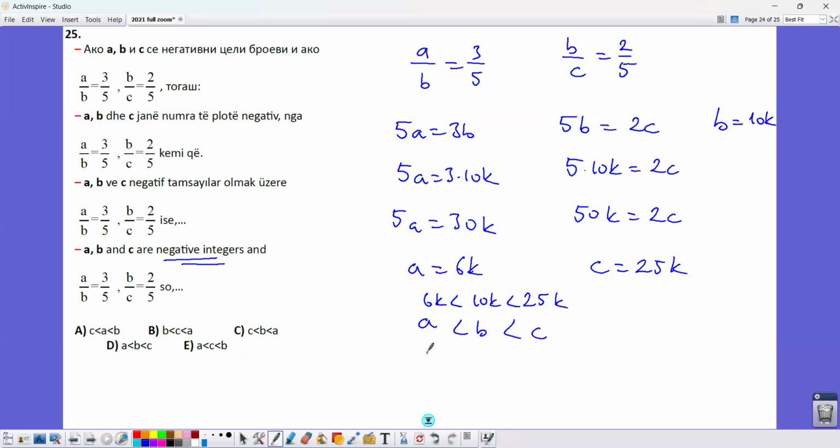But we took these as positive numbers. I didn't mention any negativity. So if they are negative numbers, as you know, it's the opposite. So A is greater than B and greater than C. So C is the smallest one, B is in the middle, and A is the biggest one. So as you see in C, we have this.